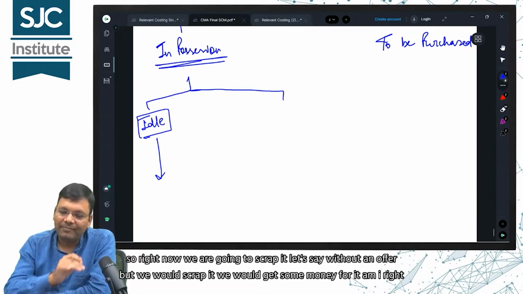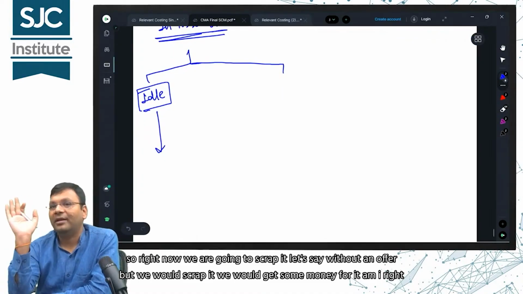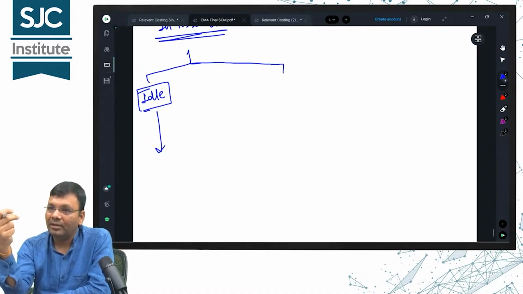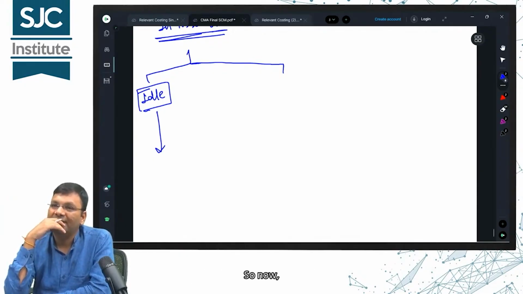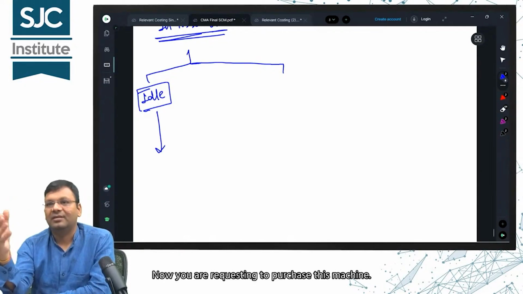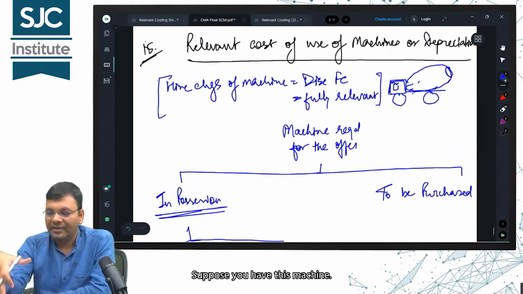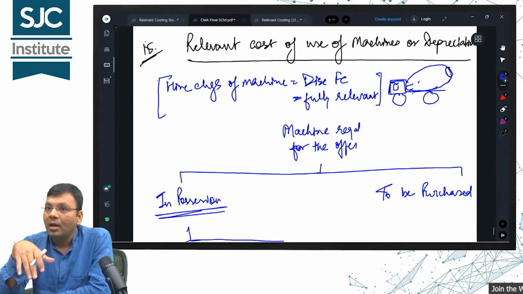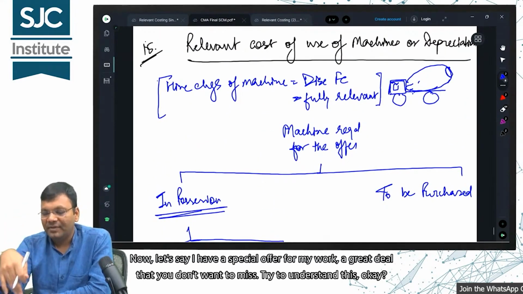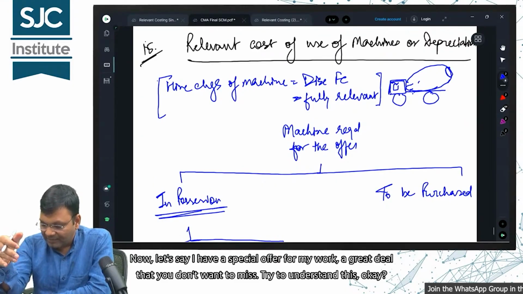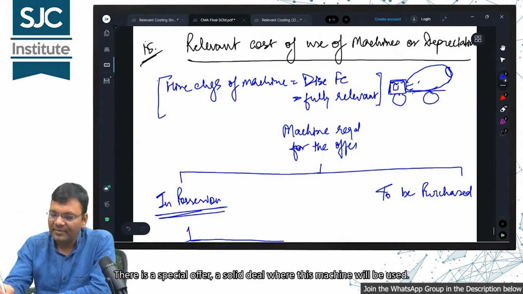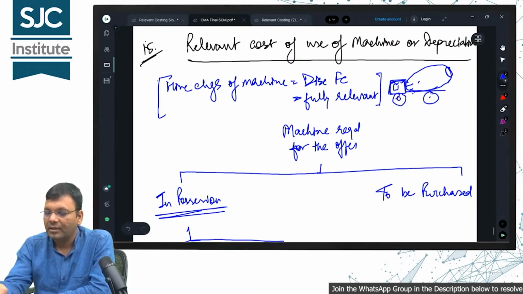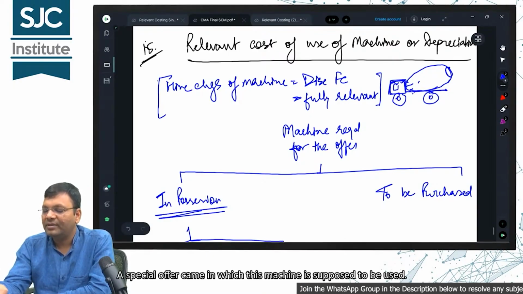So right now we are going to scrap it. Let's say without an offer, but we would scrap it. We would get some money for it. Am I right? If we get 2000 rupees for that machine. So now you came. Now you are requesting to purchase this machine. Suppose you have this machine. Now, let's say I have a special offer for my work. Try to understand this. There is a special offer where this machine will be used. A special offer came in which this machine is supposed to be used.